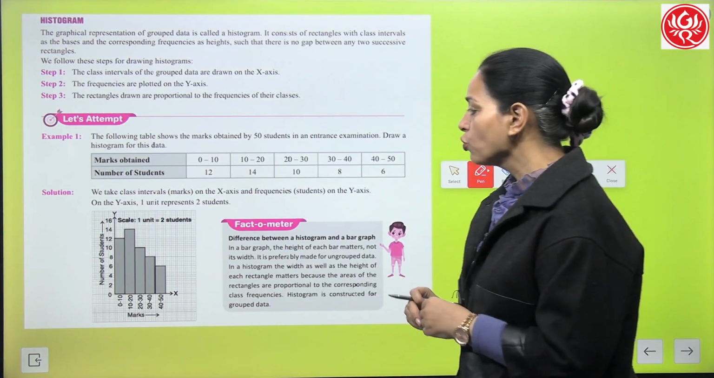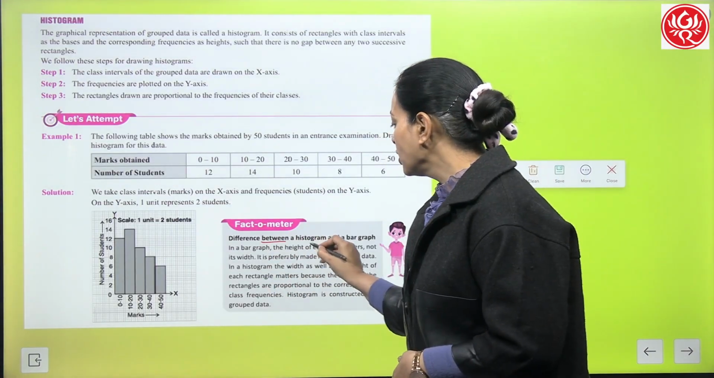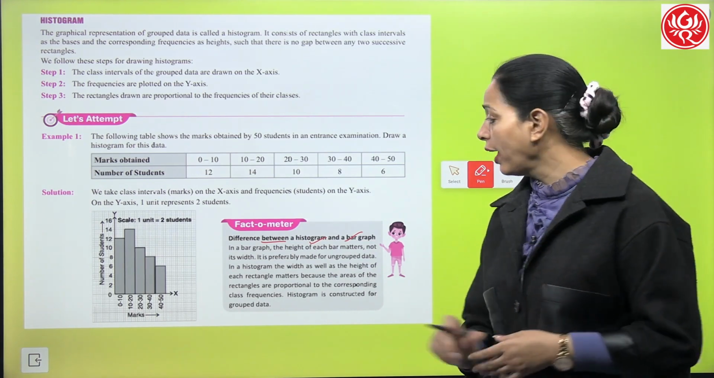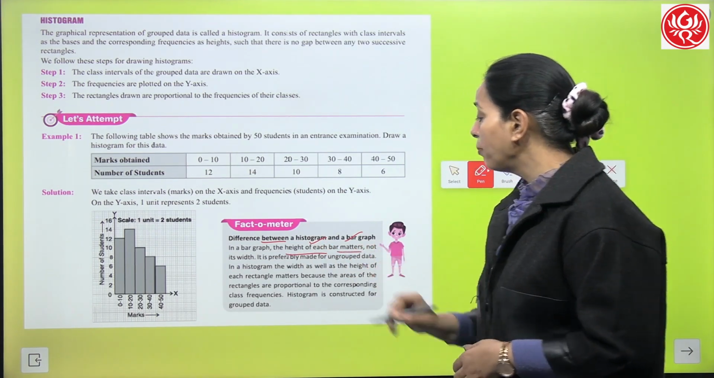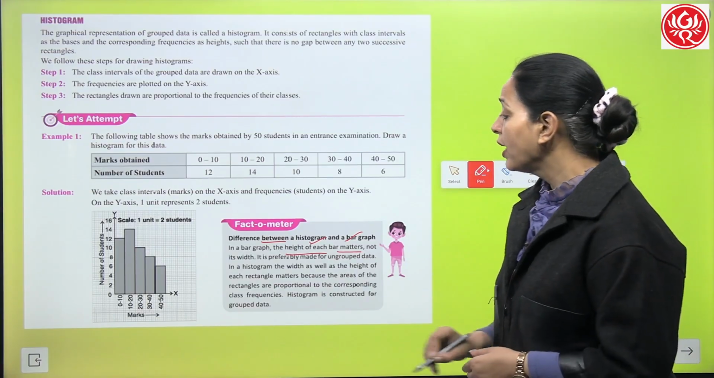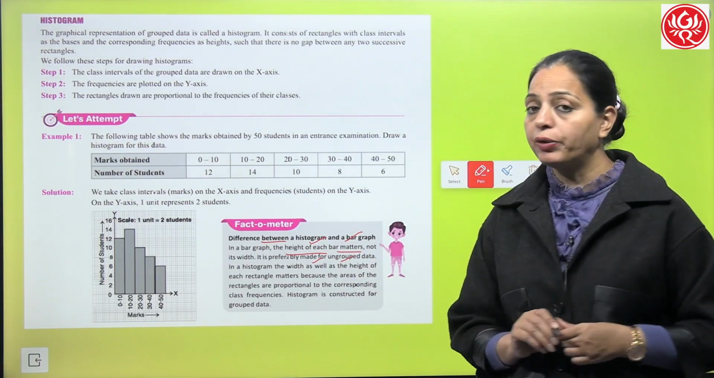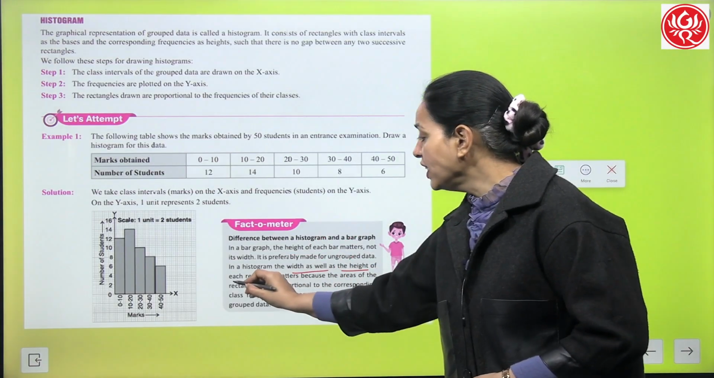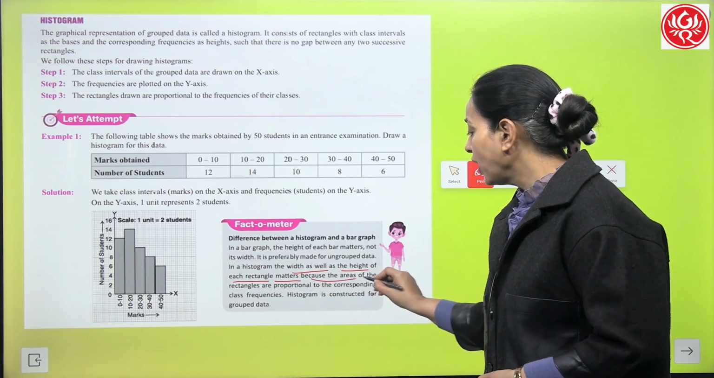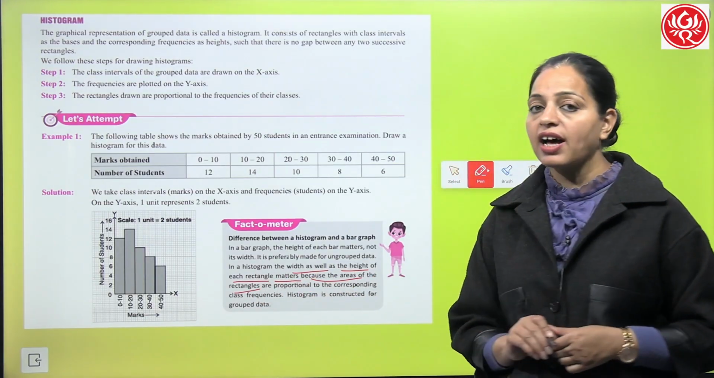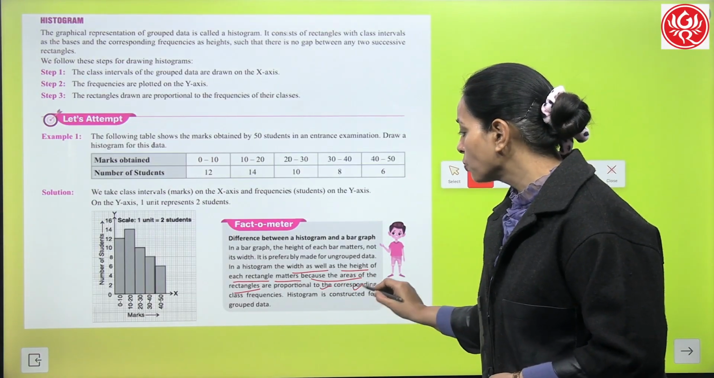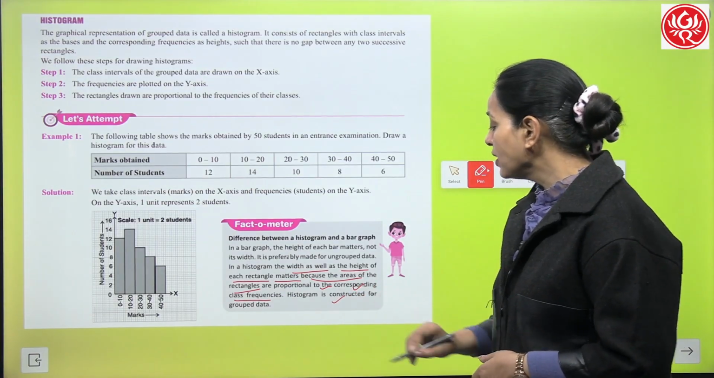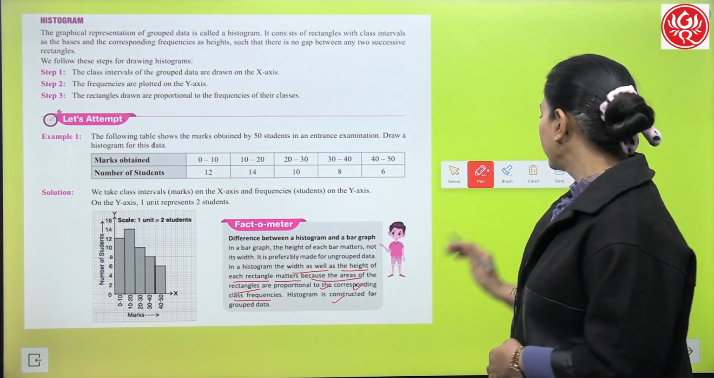Okay. Now factometer, difference between a histogram and a bar graph, very important. In a bar graph, the height of each bar matters, not its width, and it is made for ungrouped data. In a histogram, the width as well as the height of each rectangle matters because the areas of the rectangles are proportional to the corresponding class frequencies, and a histogram is constructed for grouped data.